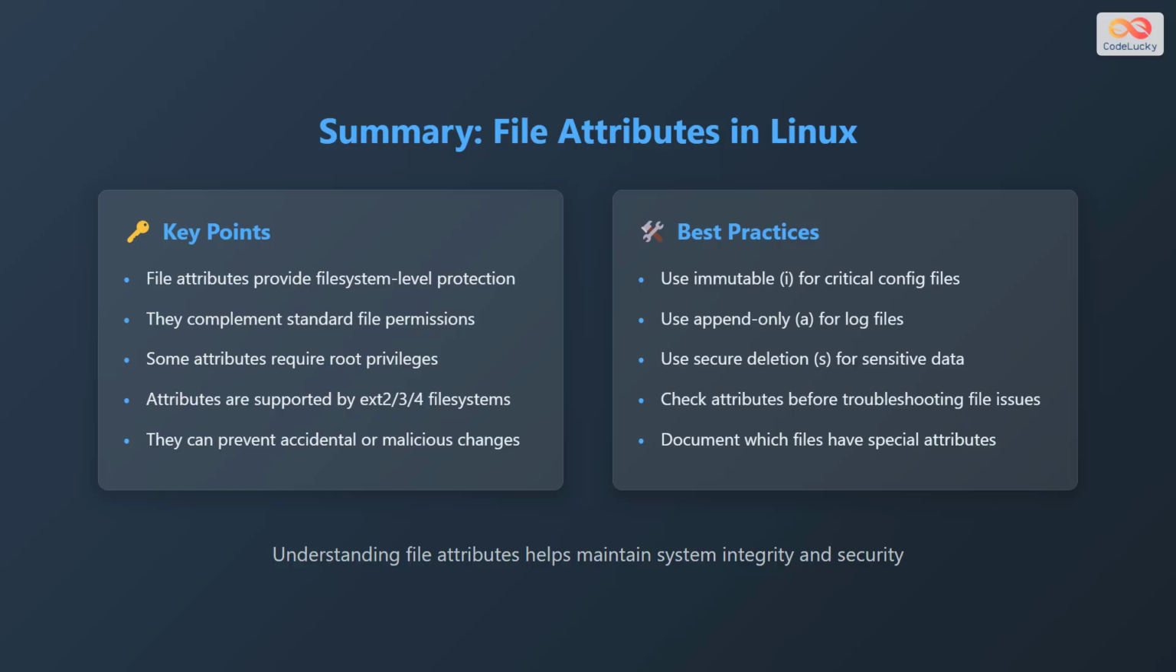Here are some best practices. Use the immutable attribute, represented by i, for critical configuration files. Use the append-only attribute, represented by a, for log files. Use secure deletion, represented by s, for sensitive data. Always check attributes before troubleshooting file issues and document which files have special attributes. Understanding file attributes helps maintain system integrity and security.